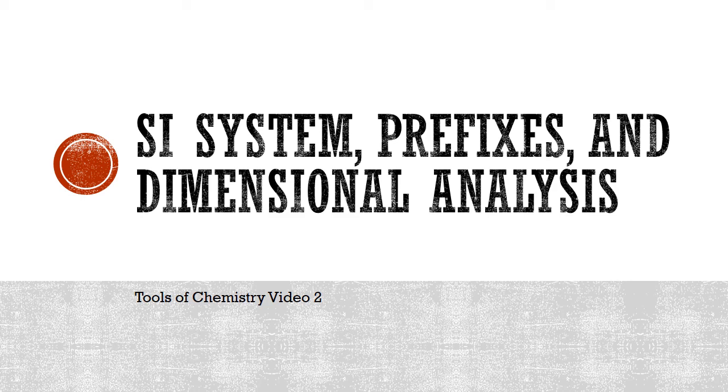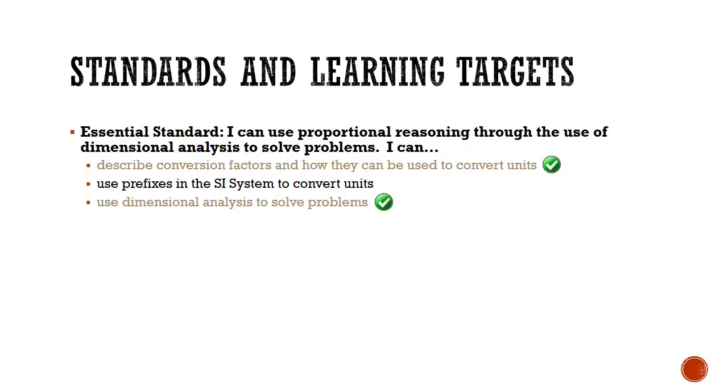Second video in our Tools of Chemistry unit is on the SI system, its prefixes, and how this applies to dimensional analysis. Taking a look at our learning standards and targets here, we are working on the essential standard: I can use proportional reasoning through the use of dimensional analysis to solve problems.